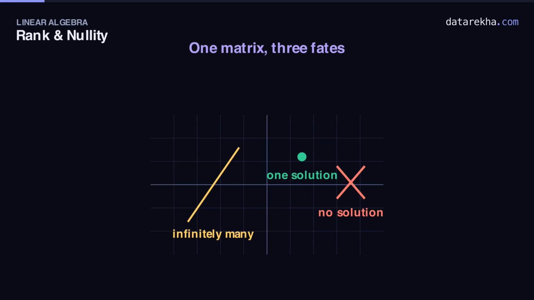The system contradicts itself. Which fate you get is decided by two numbers you can read straight off the matrix: its rank and its nullity. Count those two, and you know a system's whole story before you solve a thing.